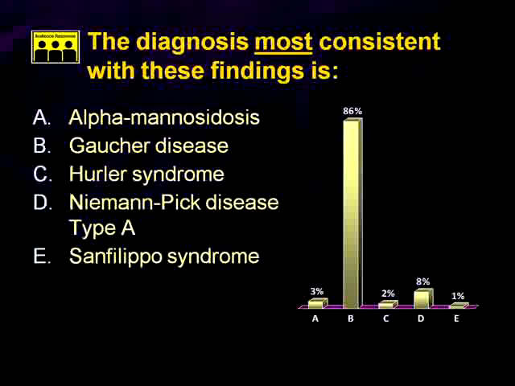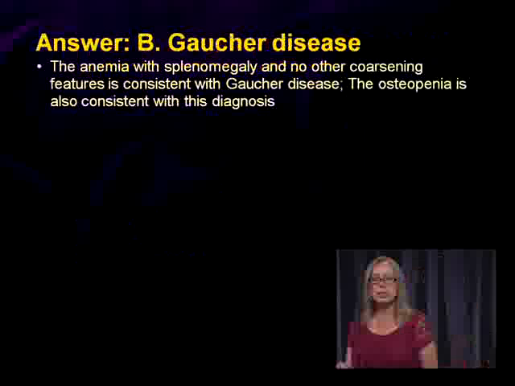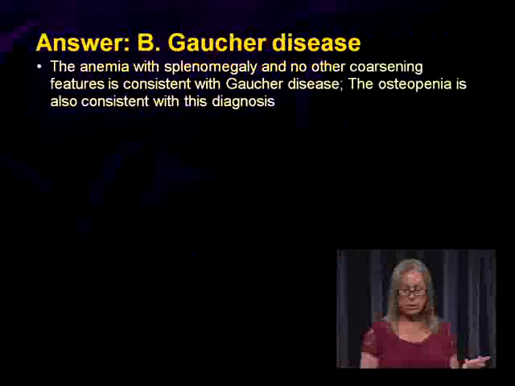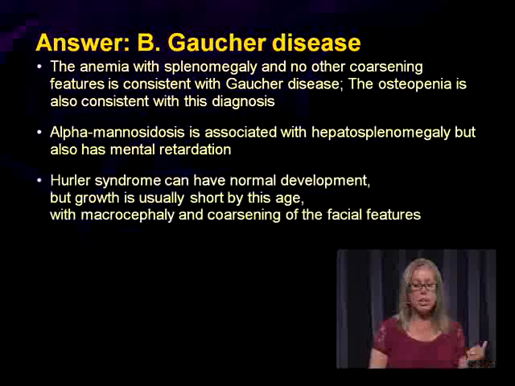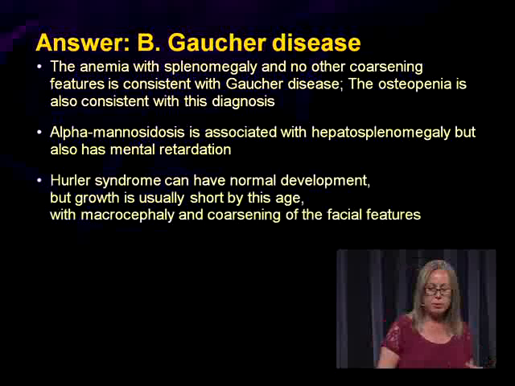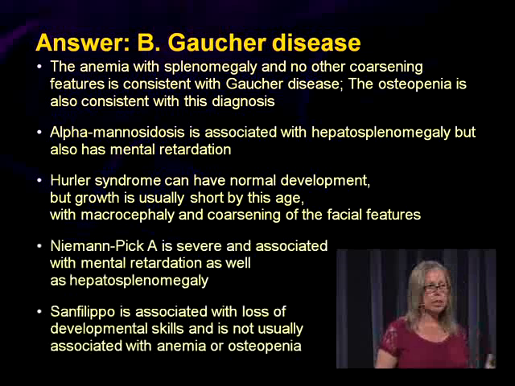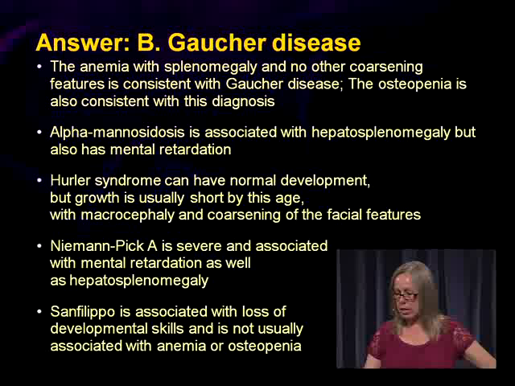So this is Gaucher's. The anemia with splenomegaly and no other coarsening features is consistent with Gaucher's, and also the osteopenia is the other clue. Alpha-mannosidosis has hepatosplenomegaly, but also has mental retardation. Hurlers could have normal development, but growth is usually short. There's usually macrocephaly and coarsening of the facial features. Niemann-Pick A is severe and associated with mental retardation as well as hepatosplenomegaly. And then Sanfilippo's is characterized by loss of skills and regression and usually doesn't have anemia or osteopenia.